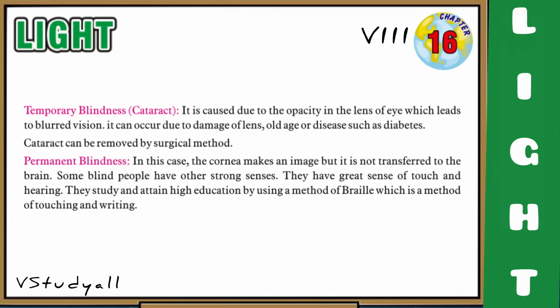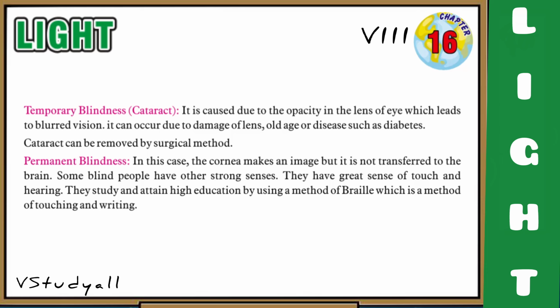It is caused due to opacity in the lens of the eye, which leads to blurred vision. It can occur due to damage of the lens, old age, or diseases such as diabetes. Cataract can be removed by a surgical method. So now let's see permanent blindness.